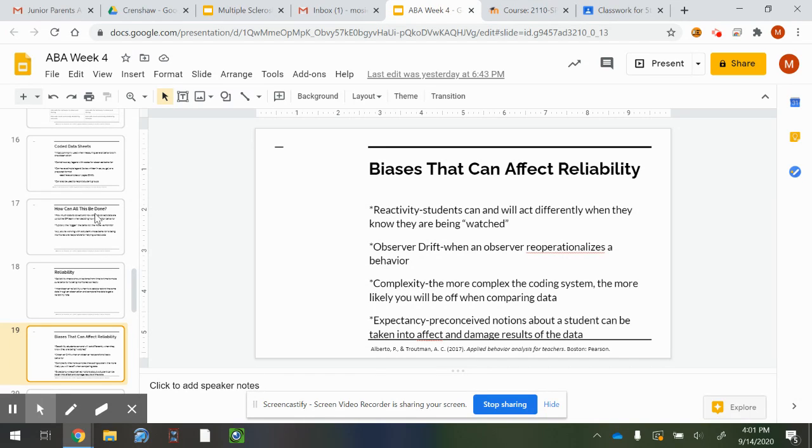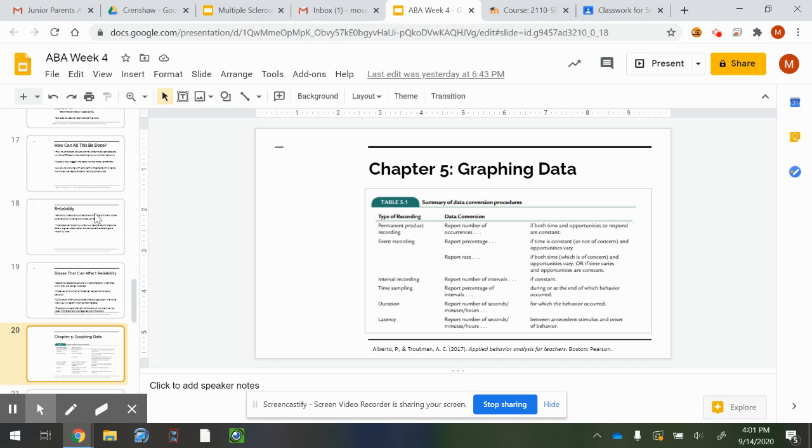Complexity. The more complex the coding system, the more likely it will be that you are off when comparing data with an inter-observer. And then the last one is expectancy. Whether we want to acknowledge it or not, it is true that there are preconceived notions about a student that can definitely take effect and damage the results of data. Maybe it's something they've heard from a previous teacher. We've seen those teachers who can nitpick things, so that's something we have to watch out for as well.